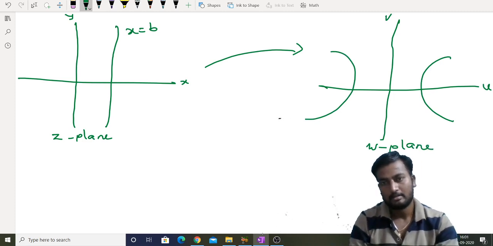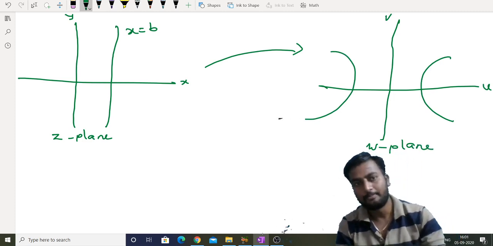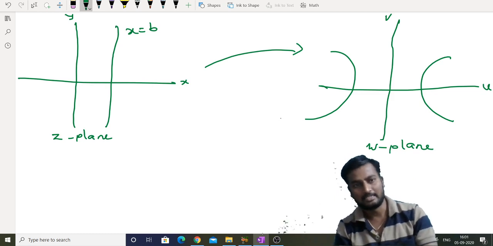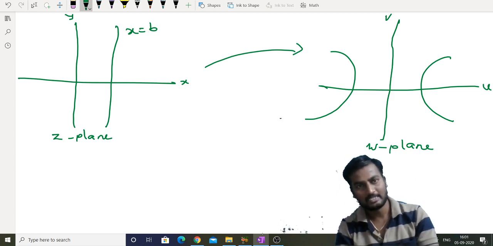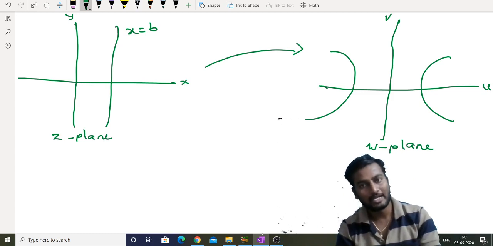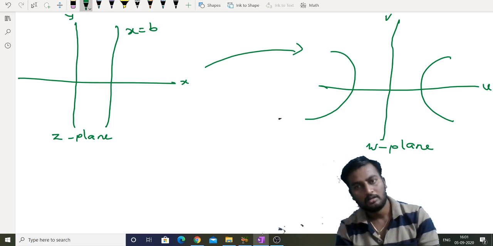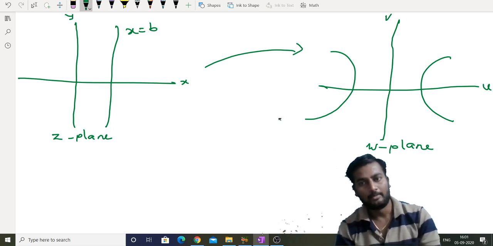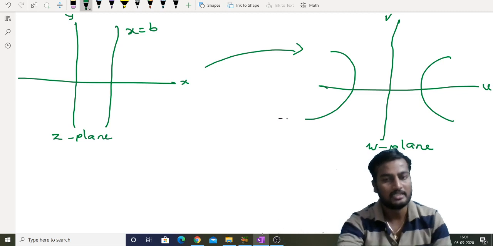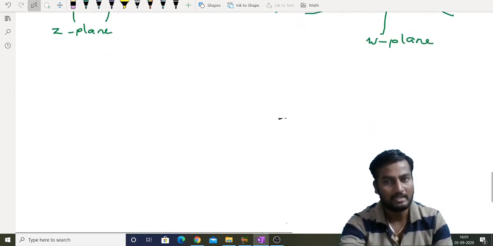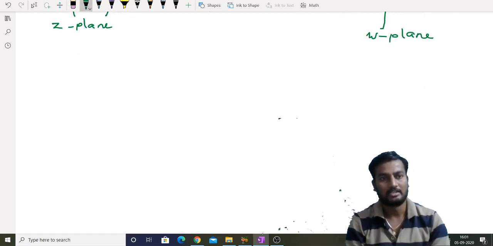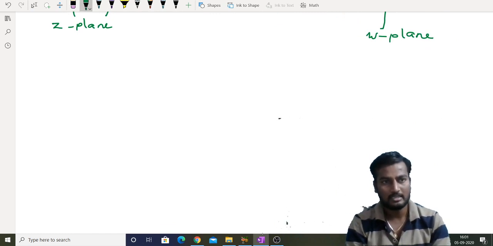So that means if a line parallel to the x-axis, that is mapped to an ellipse in the w plane. If a line parallel to the y-axis, that is mapped to a hyperbola in the w plane under the transformation w equal to sin z. That is our conclusion of the problem.